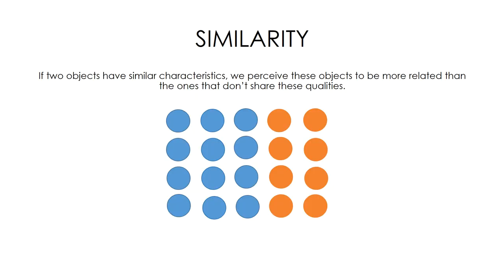And finally, the principle of similarity says that if two objects have similar characteristics, we perceive these objects to be more related than the ones that don't share these qualities. So again here we see two groups of circles, a blue group and an orange group.